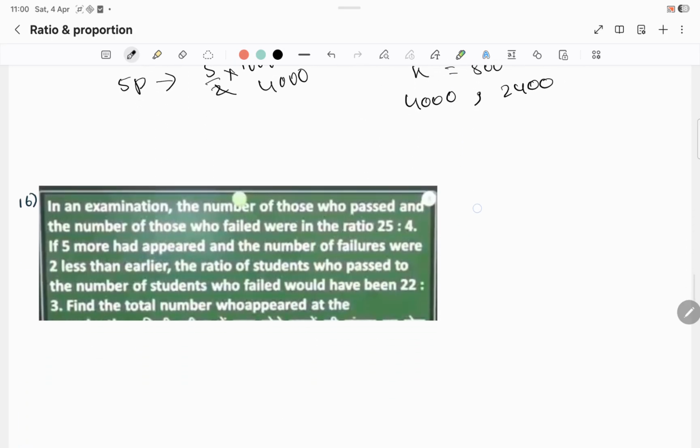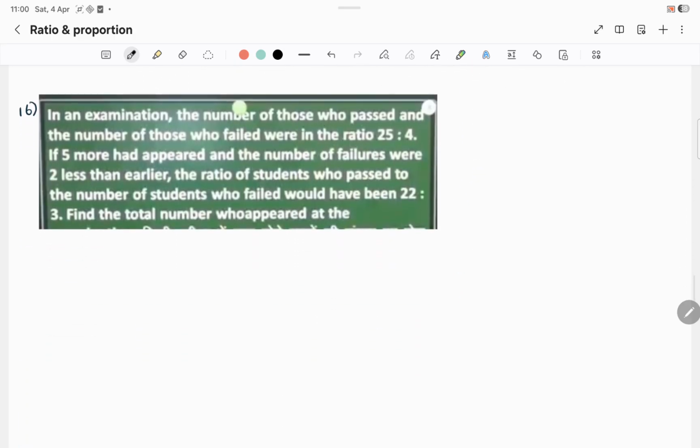Hope you understood. In an examination, the ratio of those who passed to failed is given as 25 to 4. If 5 more had appeared and the number of failures were 2 less... 5 more had appeared means the total. Given pass and fail, they are talking about the total. Pass plus fail is how much? 29 parts. And failures were 2 less than earlier.